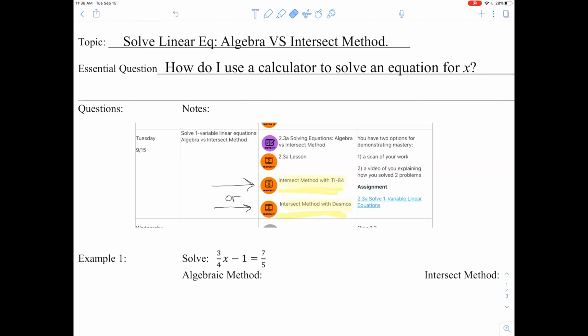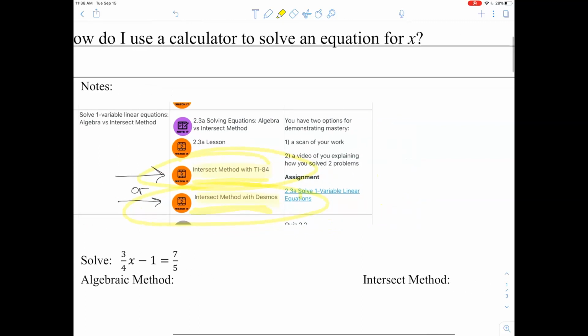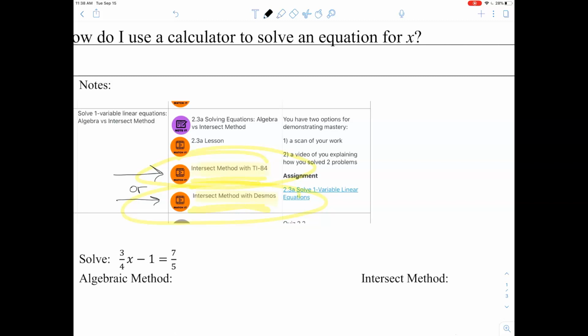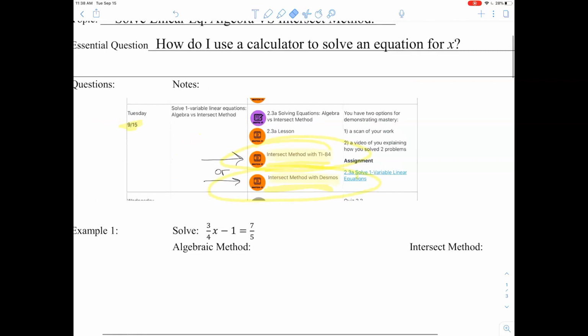All right, so the first thing I'd like you to do is take a moment to pause this video and go into Canvas, to right here or right here in today's resources, and watch a video on how to do the intersect method with your TI-84, if that's your calculator, or with Desmos. Then take those notes. They're short videos, like a minute or two, and put them right here. Just take notes on those instructions and put them right there in your note page. And then when you're done, you're going to come back to this video and finish your notes.